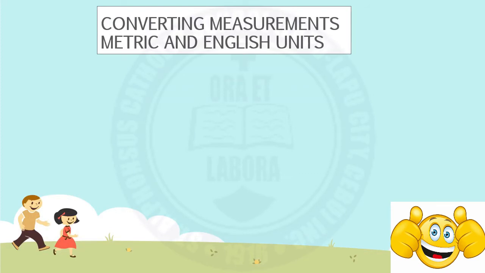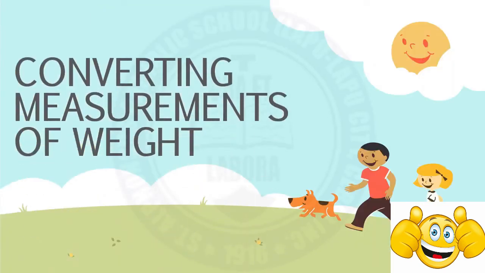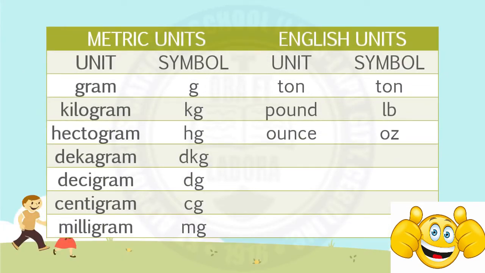Let's go on to converting measurements of metric and English units. We already discussed the length. Now let's go on to converting measurements of weight. Metric units: gram, kilogram, hectogram, decagram, decigram, centigram, milligram. Just look at the symbols of the metric units.